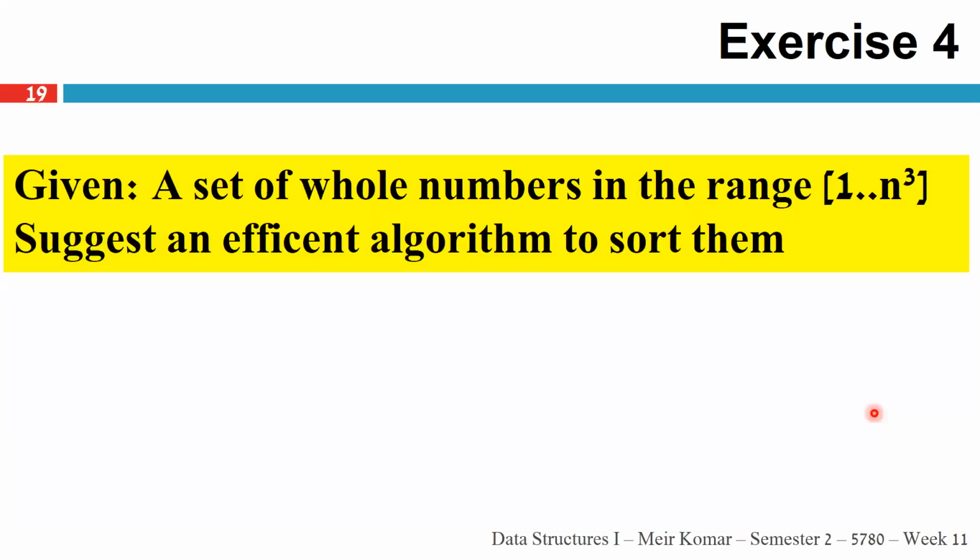We have time for at least one more, probably two. This is really an interesting question. You have n numbers. Here's my n numbers, array A with n numbers. The range is between 1 and n cubed. How would you go about it? What would be the most efficient way of doing that?